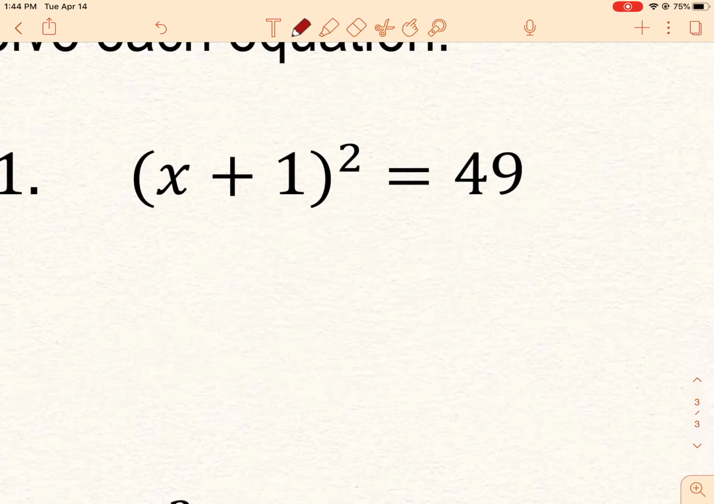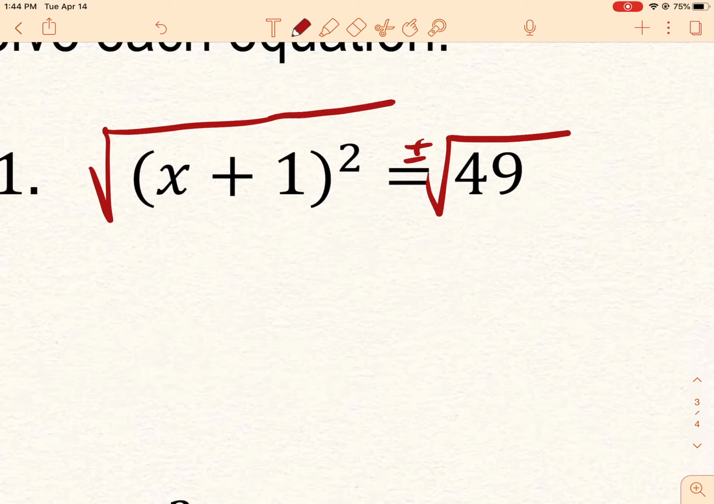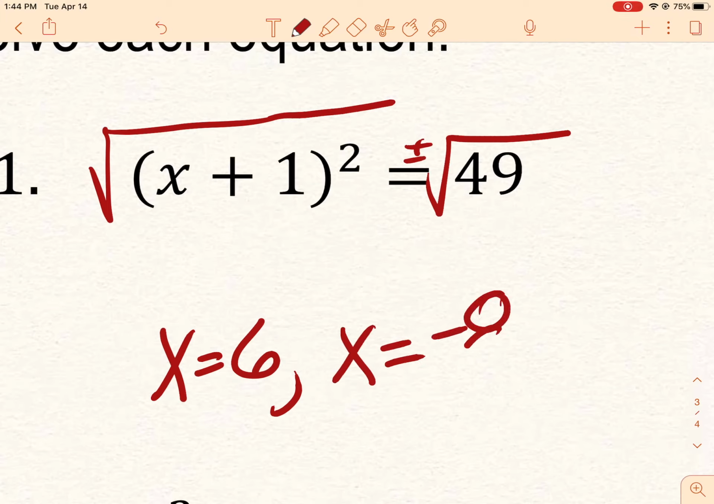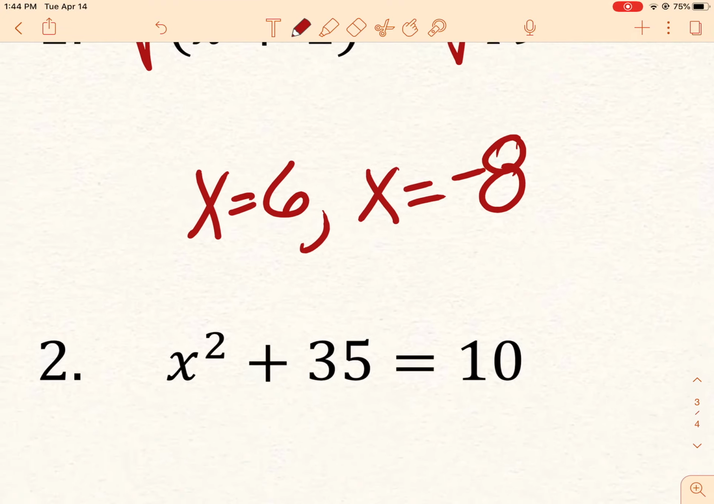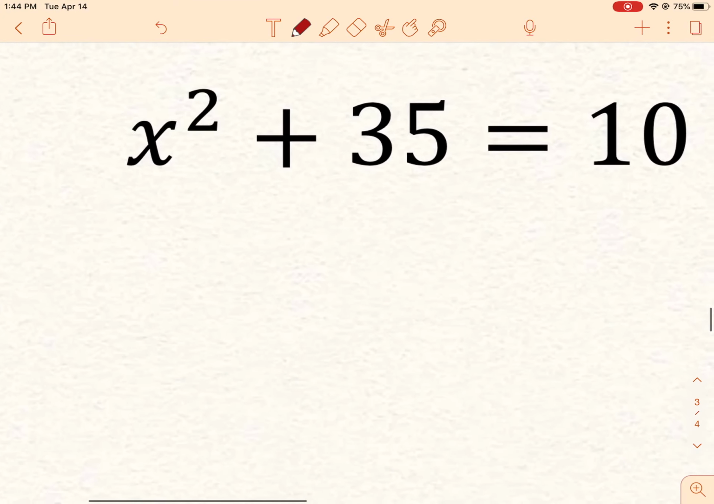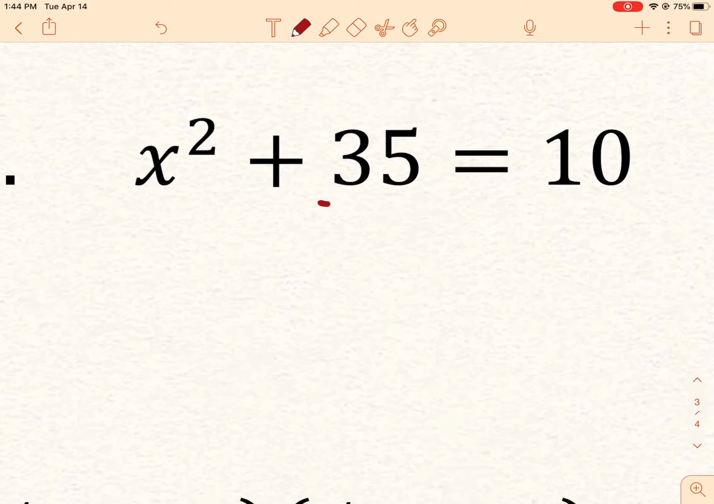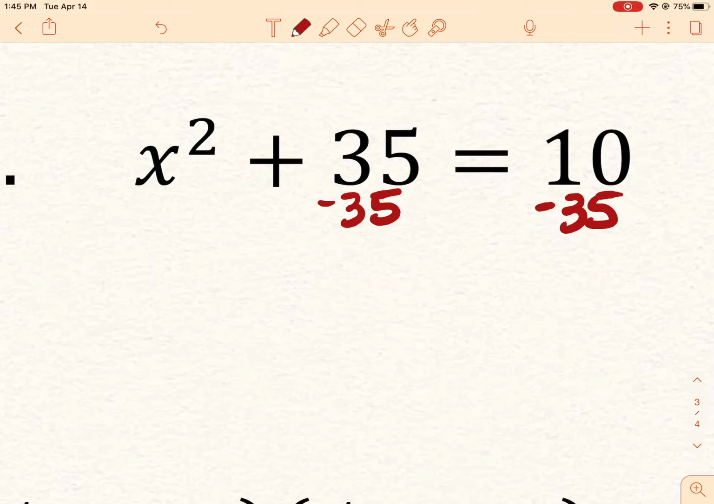So with this first one, since it's the whole thing squared, you would square root both sides and then write that into two equations. You end up getting two answers of x equals 6, x equals negative 8. So make sure you actually do the work to see if that checks out. On number 2, your first step would be you'd want to subtract the 35 from both sides before square rooting. And for that one, let's actually do that one together.